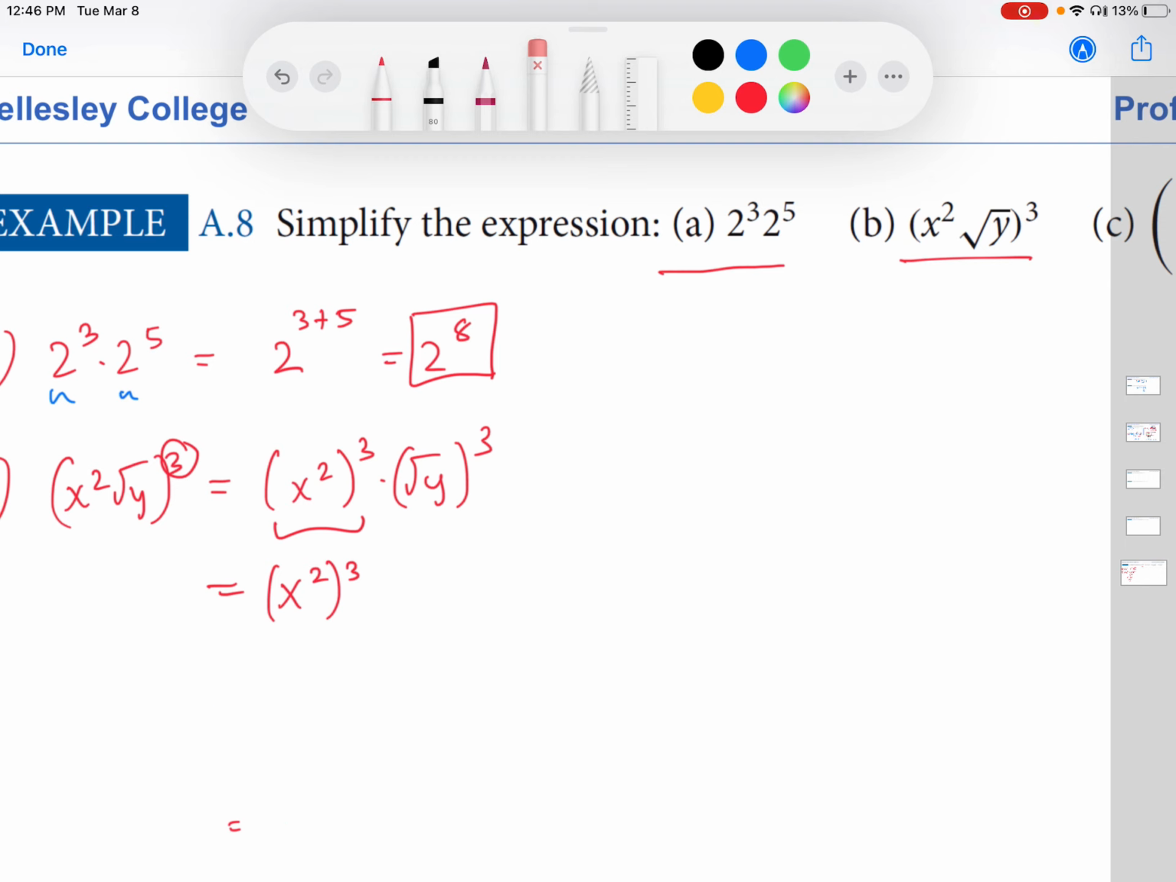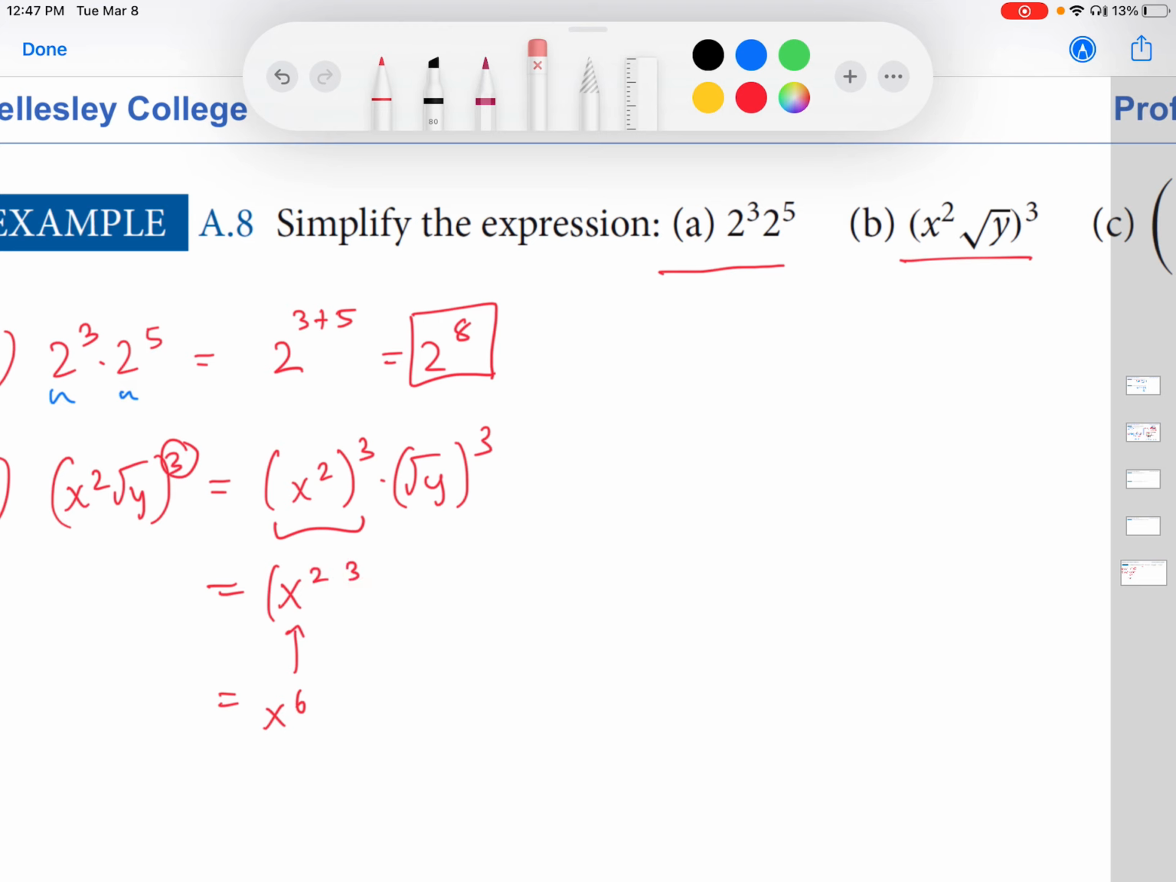Or you could use another property, another rule of exponents, which is now we have x raised to a power itself raised to another power. In that case, we multiply these two. So that would give us x to the 6. So same outcome, 2 different ways. Whichever way works better for you is best.